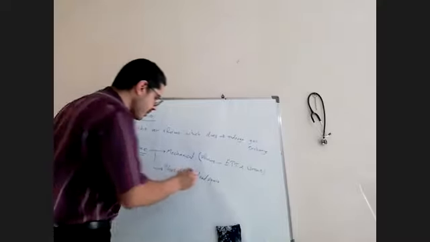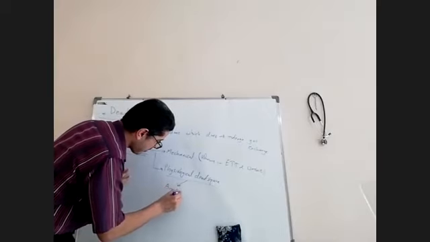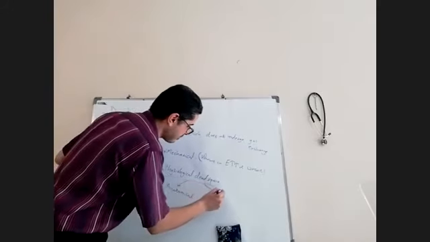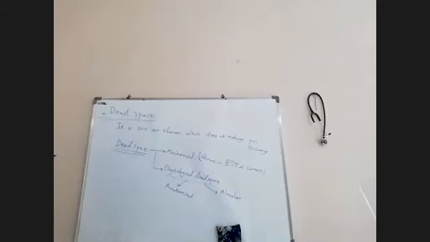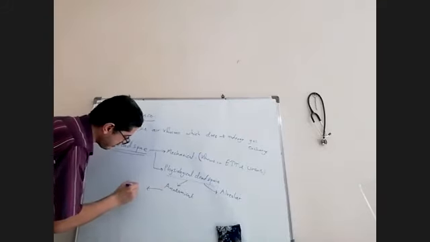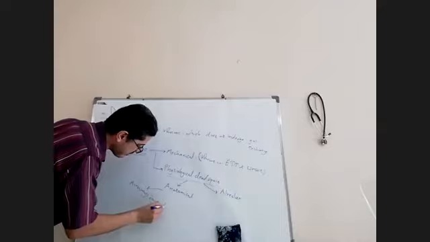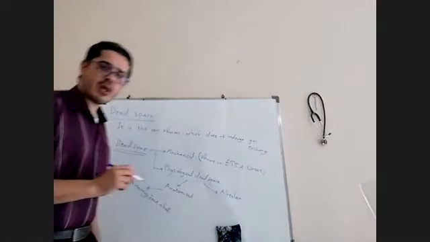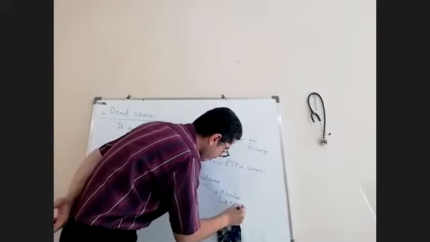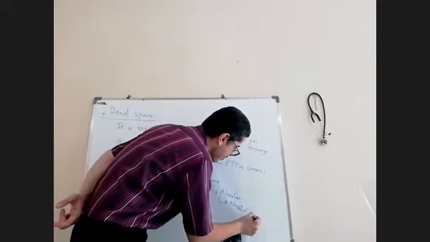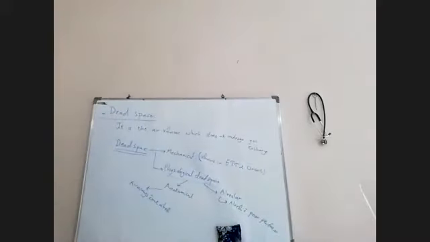Physiological dead space is classified into anatomical and alveolar. So, anatomical is the airways without alveoli. Alveolar are alveoli with poor perfusion. So this is the dead space.